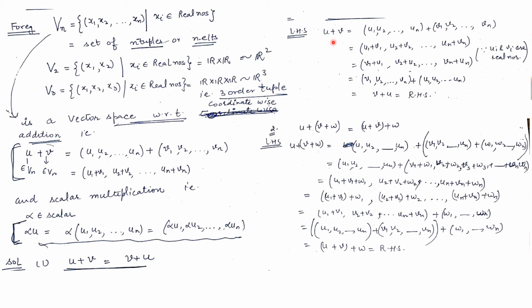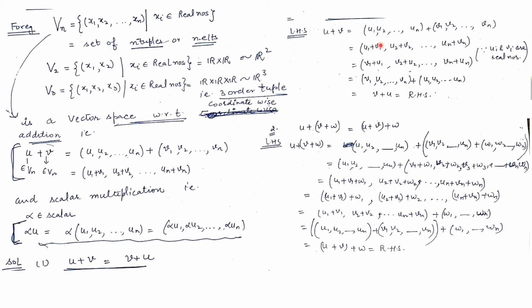So we consider the left hand side u plus v. Now what is our u? It is an element of Vn, so it should be of the form u1, u2, u3 till up to un. Similarly, v is also a member of Vn, so it should be some v1, v2 till up to vn, right? And addition is defined like this. You have to add coordinate wise. So u1 plus v1, u2 plus v2, and so on up to un plus vn.